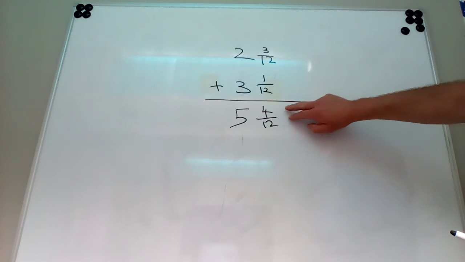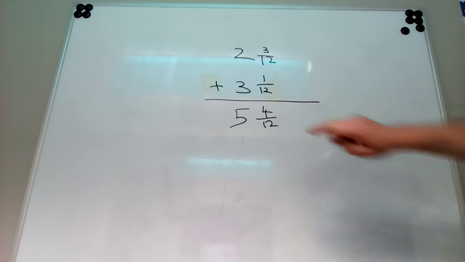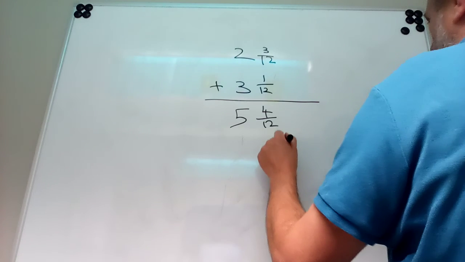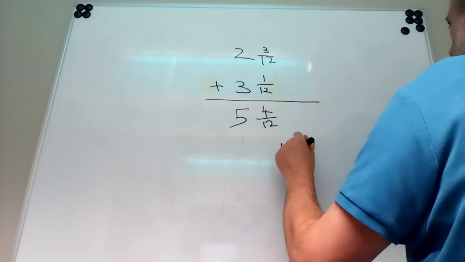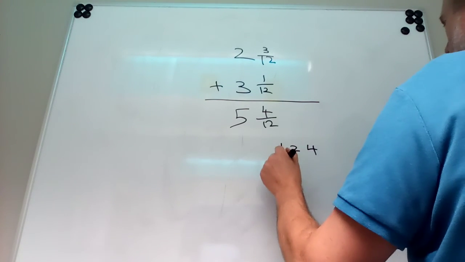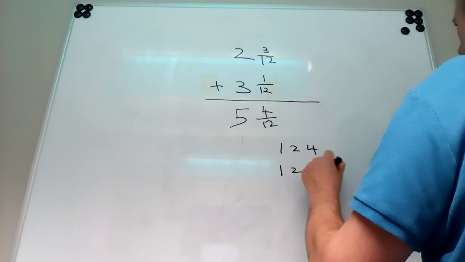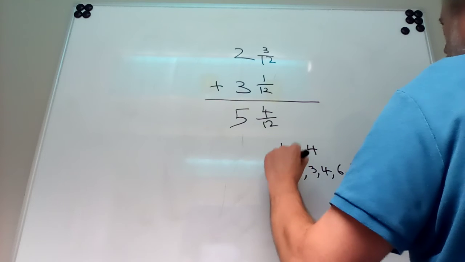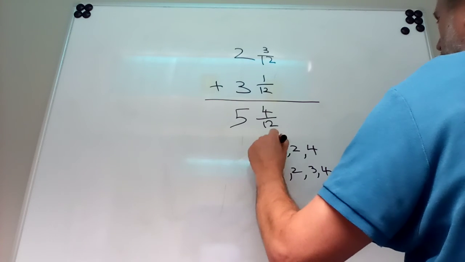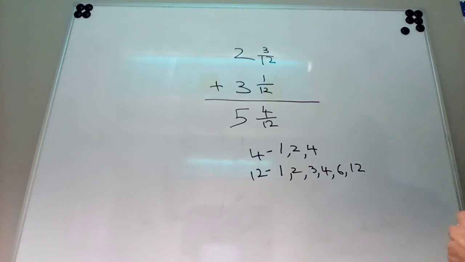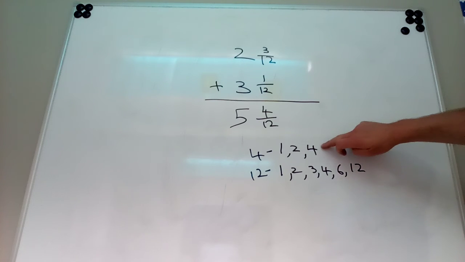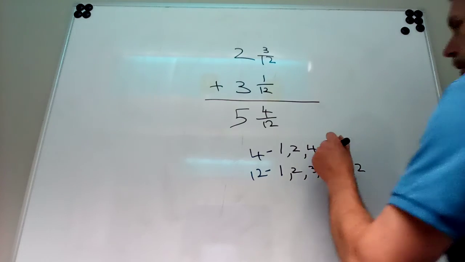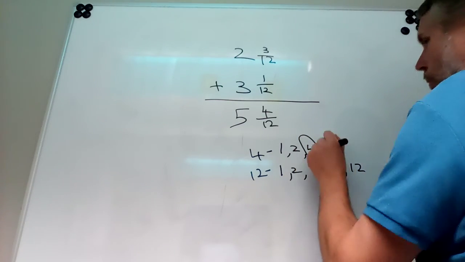We'd have to look, well, is there any number that will go into 4 and go into 12 evenly? Well, yes, there is. Our factors of 4 are 1, 2, and 4. Our factors of 12 are 1, 2, 3, 4, 6, and 12. If you took your time to really factor all those out, you'd find that. All right, so if these are the factors of 4 and these are the factors of 12, what's common between those two? And that would be the 4.